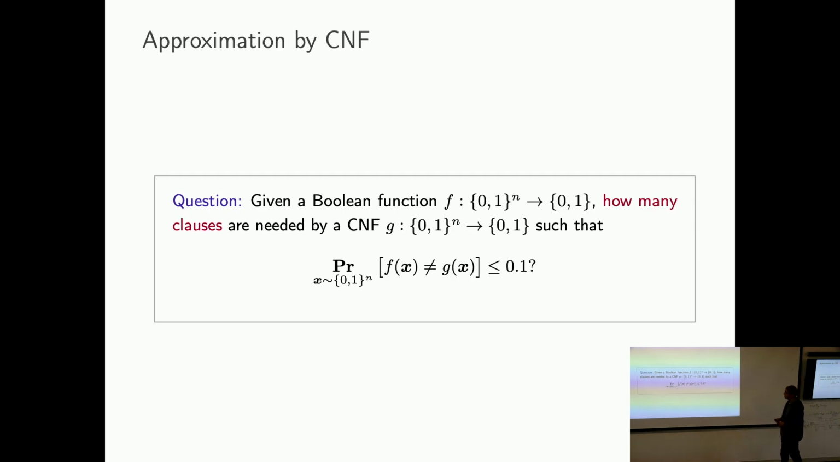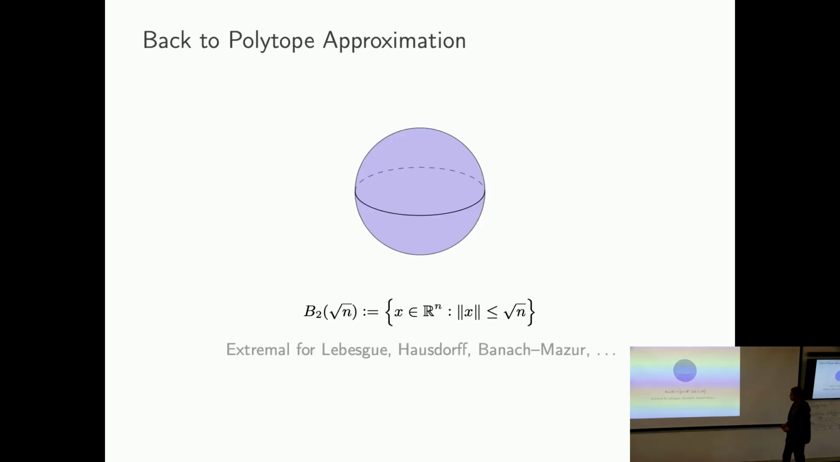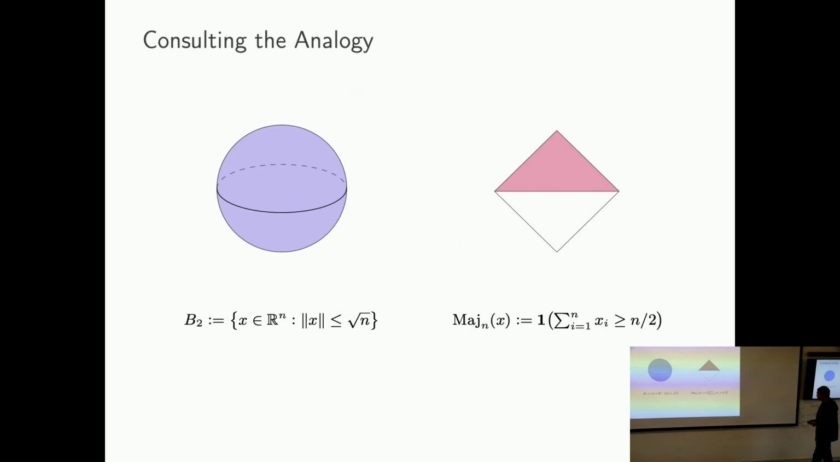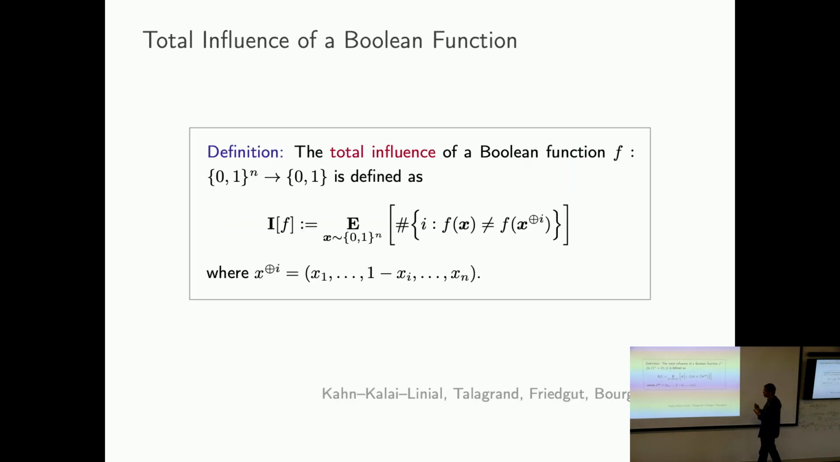Again, just as a reminder, clauses are like ORs. And so coming back to polytope approximation, we thought that the L2 ball would be extremal. And the analogy kind of tells you that the L2 ball behaves a lot like majority. So it's natural to look at lower bounds people have proved for the majority function for CNF approximation. And it turns out that things are known over here. So before I tell you about the result, it relies on one definition, which is a really cool definition if you haven't seen it before.